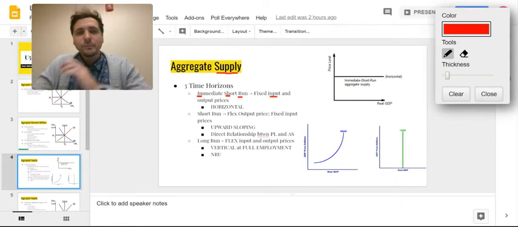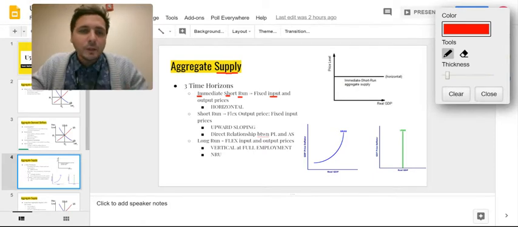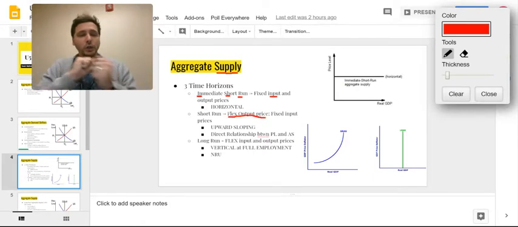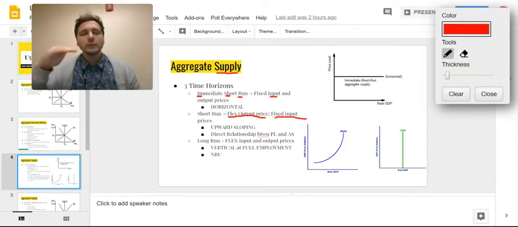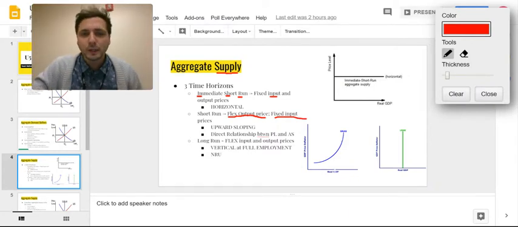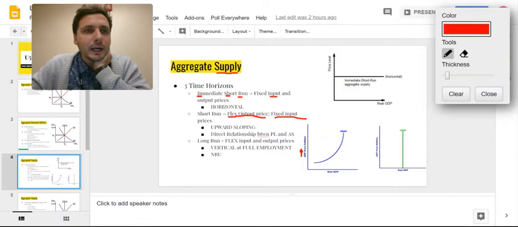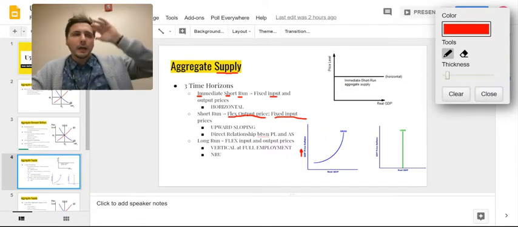Immediate short run. Next up is the short run. The short run has flexible output prices. So I can change the price I'm charging people, but input prices are fixed. I'm not changing the price I pay my workers. So if inflation's happening, and the price level is rising like it is right here, I can increase the amount I charge people.